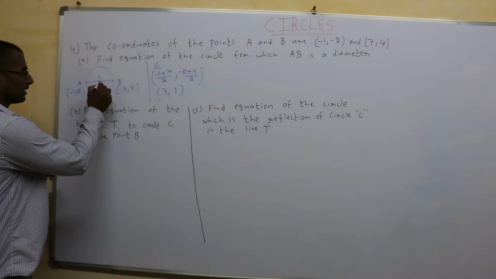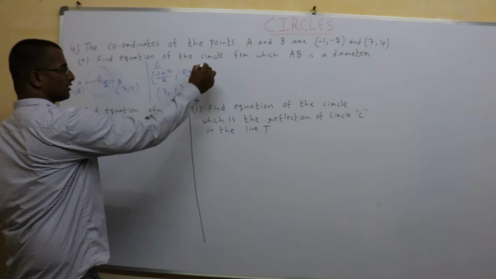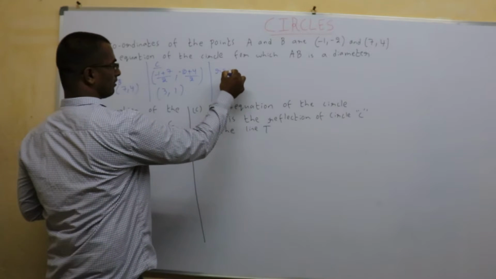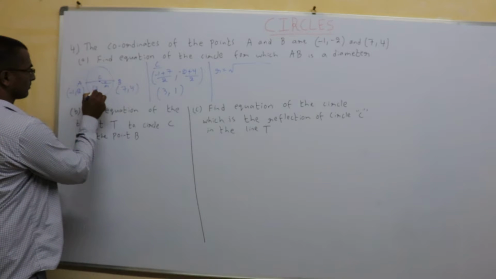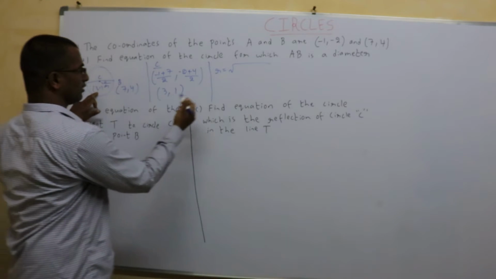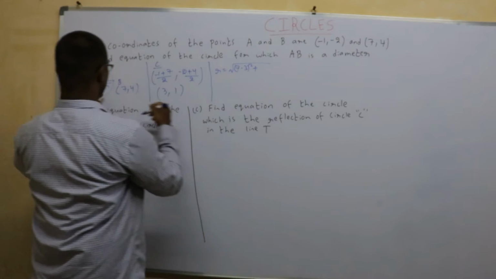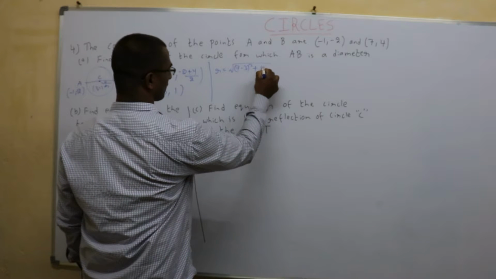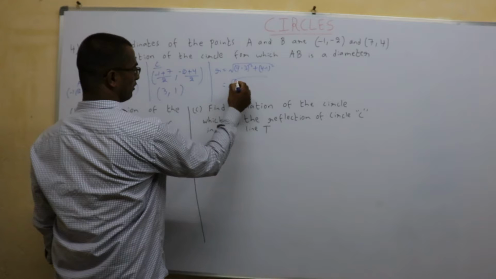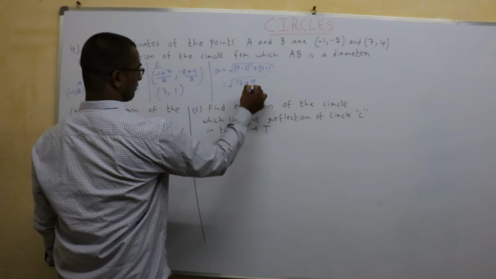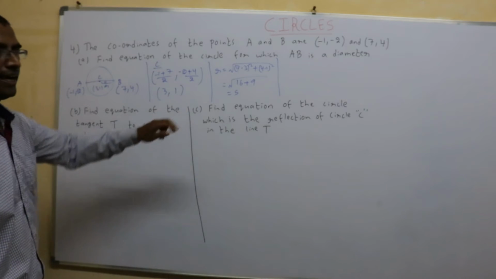Next, this length will be the radius, correct? So get the radius also. Radius equals square root of (x2 minus x1) whole square, so (7 minus 3) whole square, plus (y2 minus y1), (4 minus 1) whole square. 7 minus 3 is 4, 4 square is 16, plus 3 square is 9, so that is 5. I have center and radius.